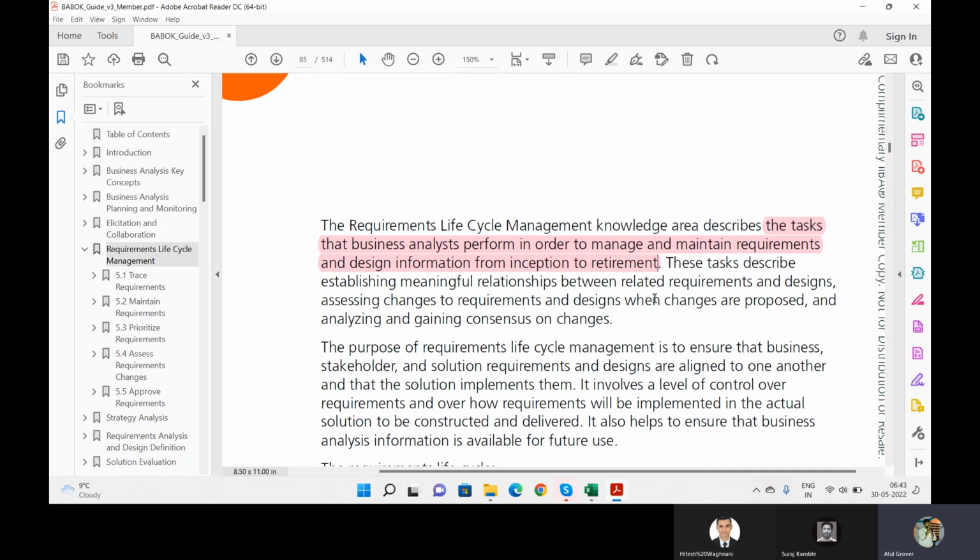So what they say, these tasks describe establishing meaningful relationships between related requirements and design, assigning changes to the requirements and design when changes are proposed, analyzing and gathering the consequences. Very important. It is a way of working where you pick up some requirement. Let's say I want to create a web page with a username and password, the two fields. That is my requirement. Okay, you start designing that requirement.